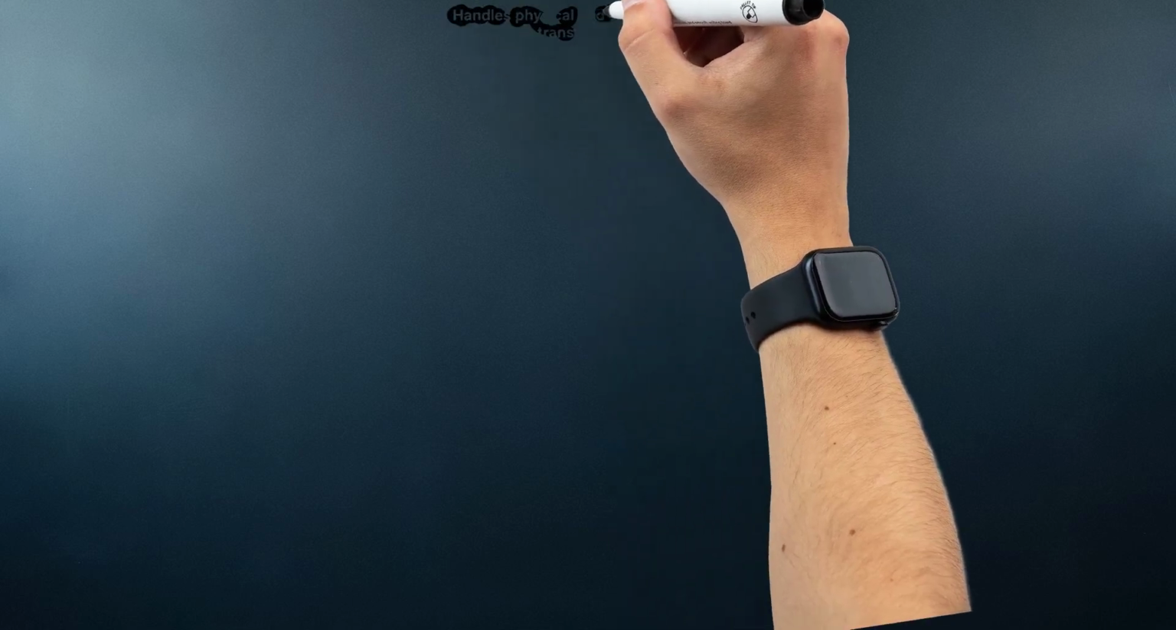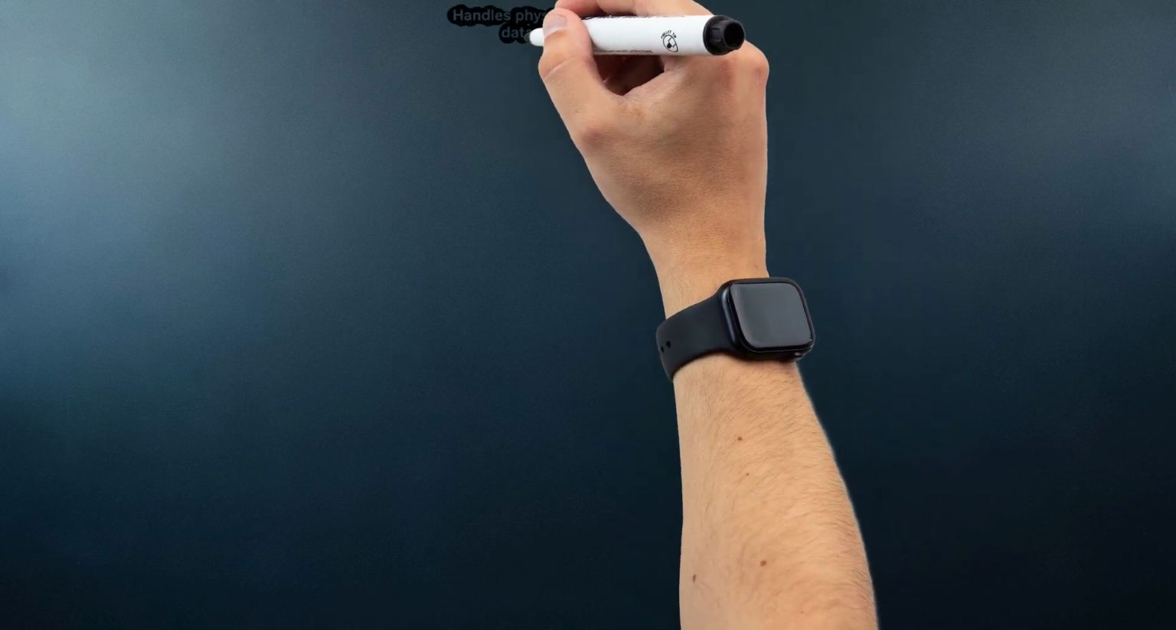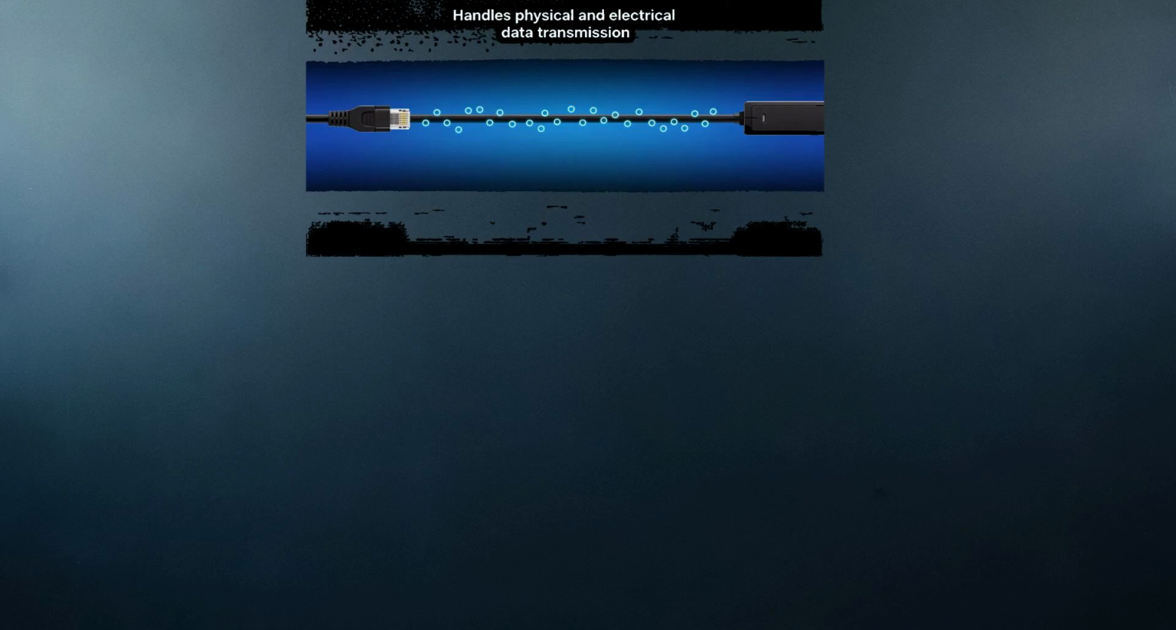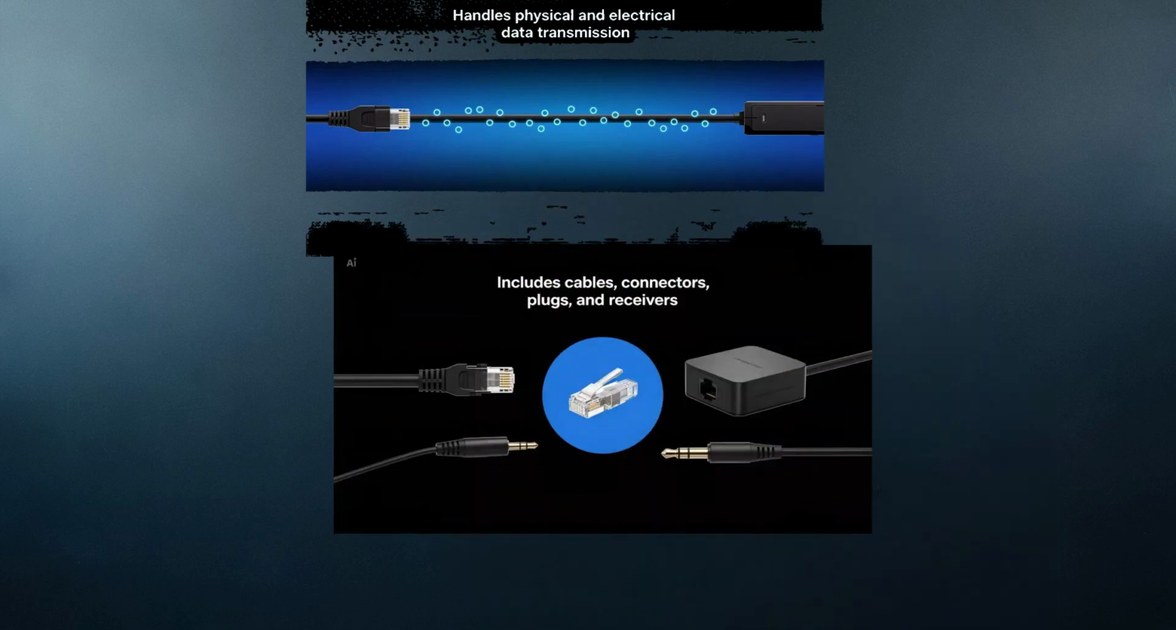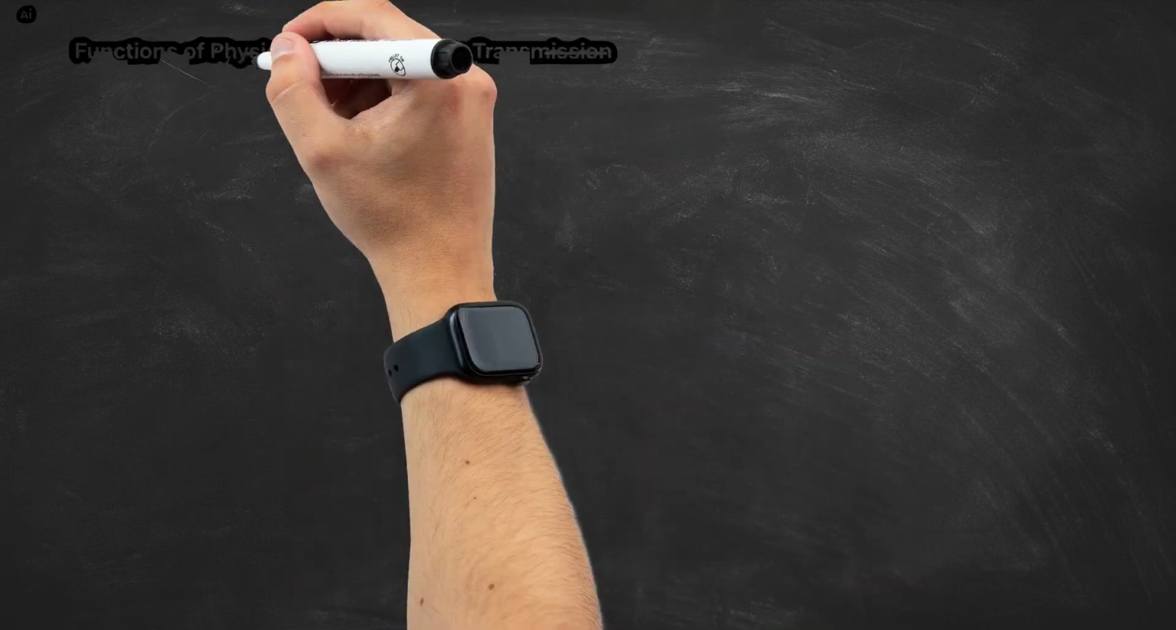The physical layer is the lowest OSI layer, responsible for transmitting raw data bits through physical network hardware. It handles physical and electrical data transmission, includes cables, connectors, plugs, and receivers, transfers raw bits between devices, and defines hardware standards and signal types. Functions of the physical layer.